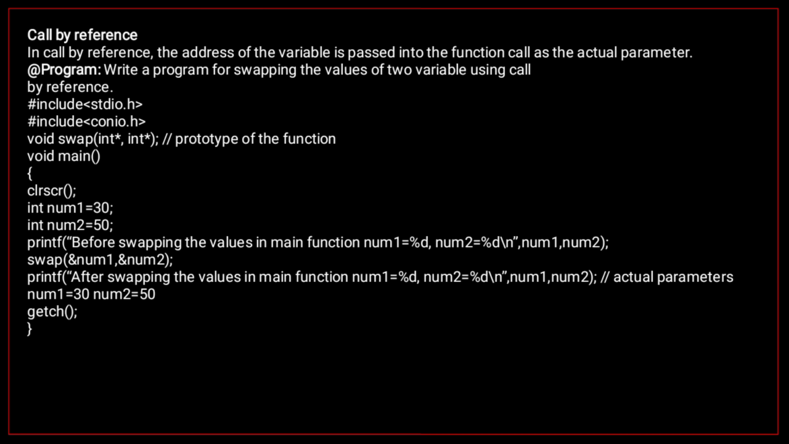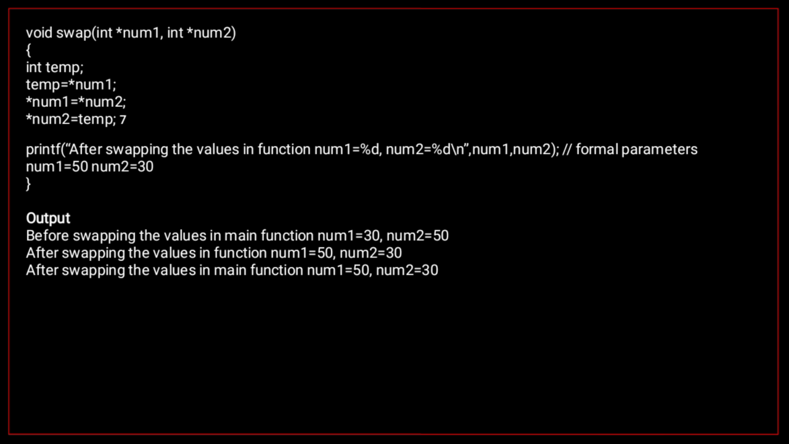Then we have to use the star. It means the address of a variable. Now we use this logic, void swap. This logic is used for swapping, to interchange the values of two pointer variables. Now this is the output, how to interchange the values of two variables num1 and num2. This is a good example for call by reference.